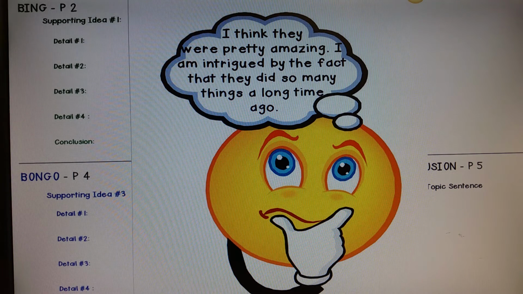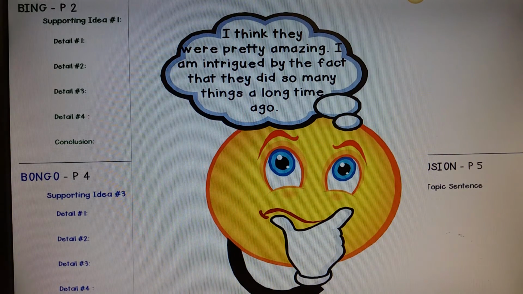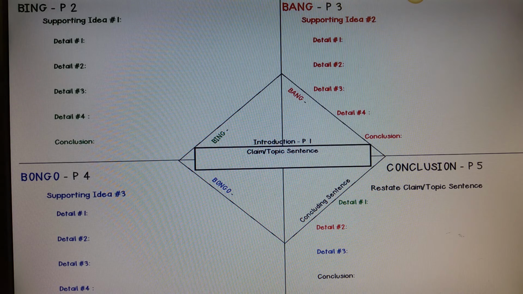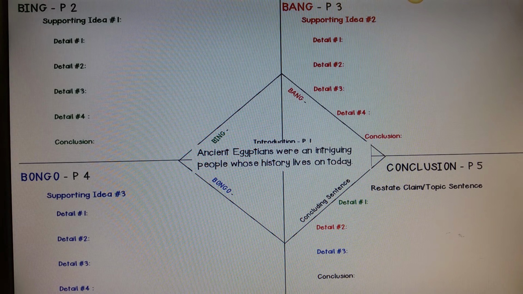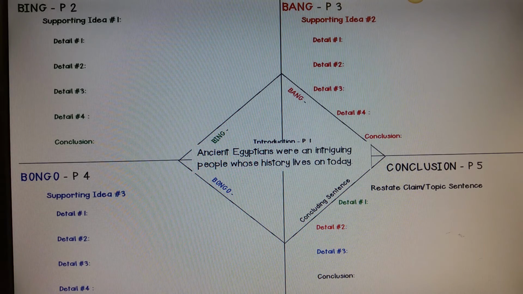as you formulate a topic sentence, because you want your reader to be interested in it, so it has to be something that you have a personal connection to. If this is what my brain responded, I might come up with a topic sentence that looks like this. Ancient Egyptians were an intriguing people whose history lives on today.